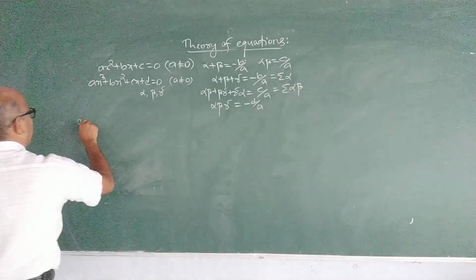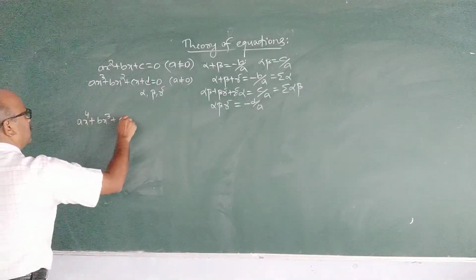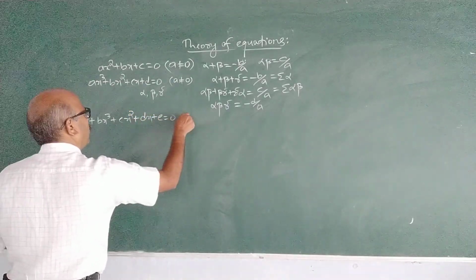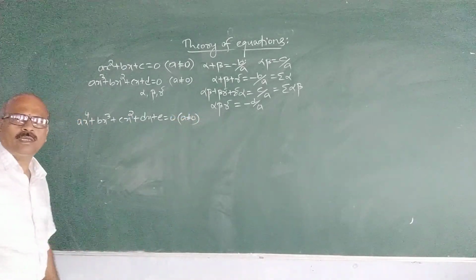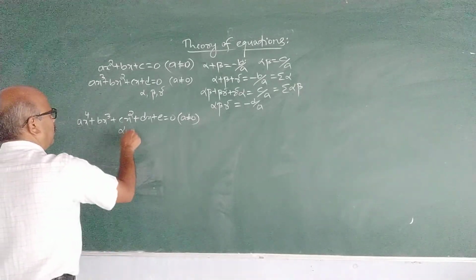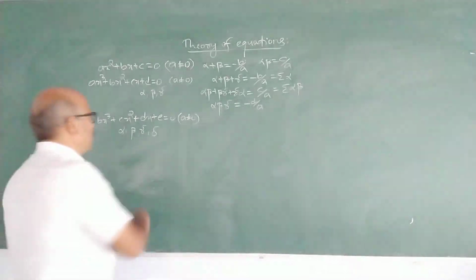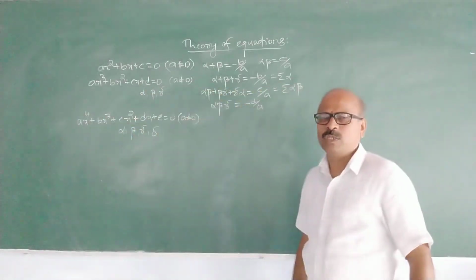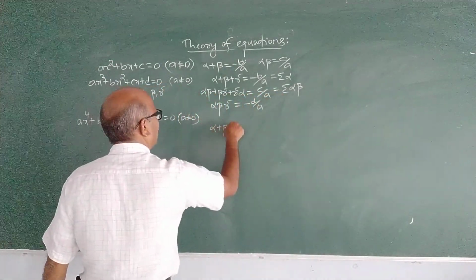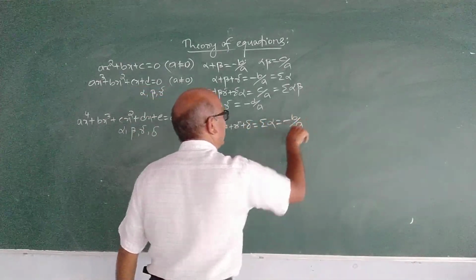Suppose it is a biquadratic equation: ax⁴ + bx³ + cx² + dx + e = 0, where a is not equal to 0. This is called a biquadratic equation, an equation of degree 4. How many roots are there? 4 roots. Alpha, beta, gamma, and we take delta, are the 4 roots. Then we have 4 expressions here. First is the sum of the roots taken one at a time, alpha plus beta plus gamma plus delta. It is denoted by sigma alpha, and it equals minus b by a.